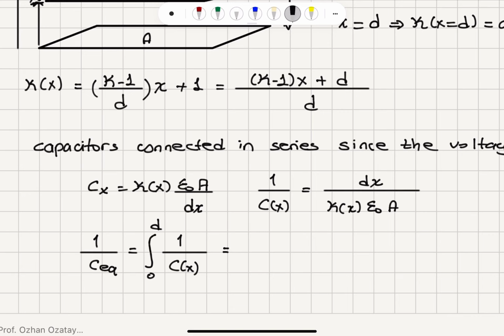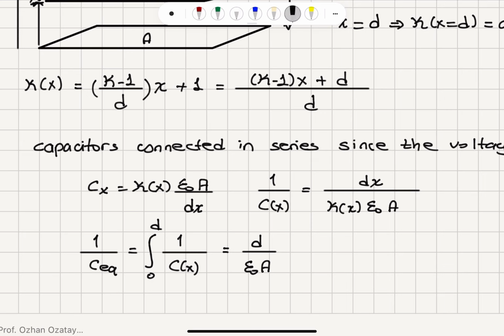So I'm going to substitute for 1 over c of x, 1 over kappa of x epsilon 0 A. This will be d over epsilon 0 A, because here is kappa of x substituted here. That gives me, because it's the reciprocal of kappa, d over kappa minus 1 times x plus d.